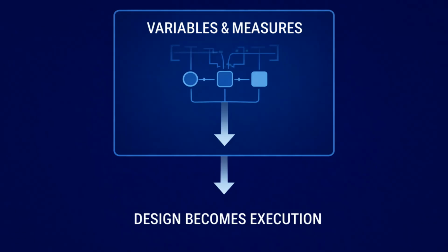Operationalizing variables and choosing measures is where a study shifts from design to execution. This is also the point where many studies quietly lose alignment, not because the researcher lacks effort or intelligence, but because this step requires holding several decisions together at once. This is one of the most cognitively dense steps in the design process.